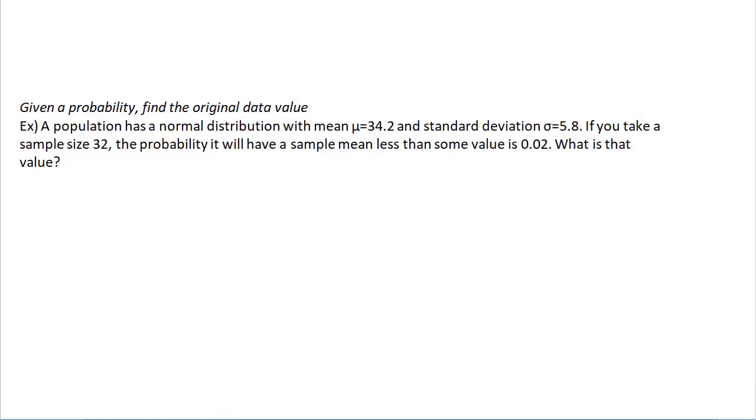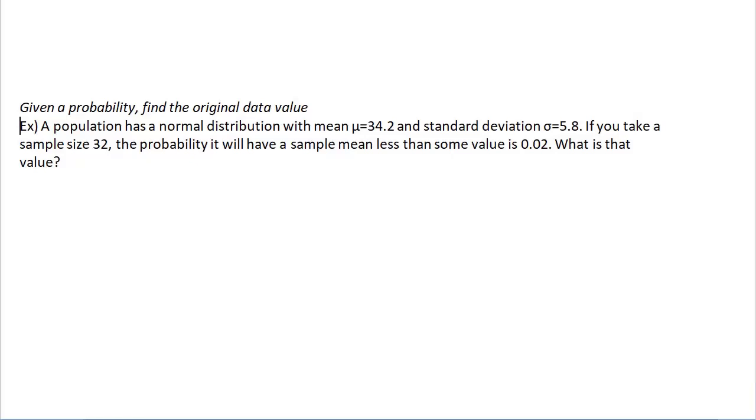A population has a normal distribution with mean mu equals 34.2 and the standard deviation sigma is 5.8. If you take a sample of size 32, the probability it will have a sample mean less than some value is 0.02. What is that value?